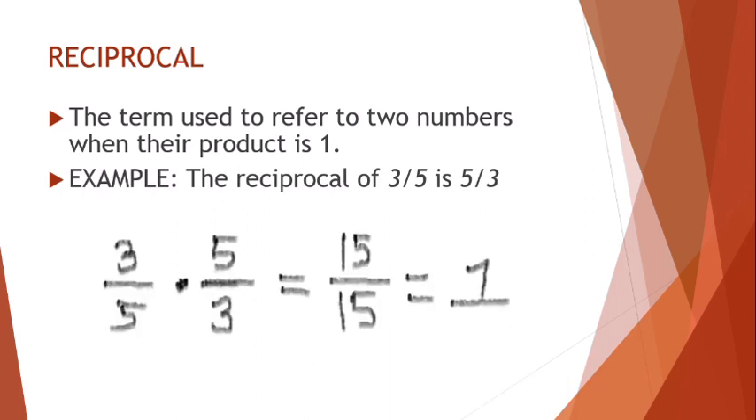Reciprocal, the two numbers or a factor that will result a product of 1 like this. So you are going to choose a number, a multiplier that that factor can be simplified, that will equal to 1.